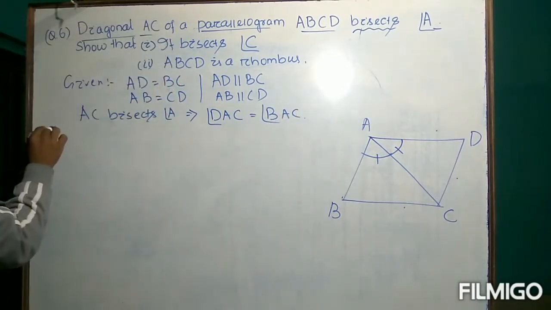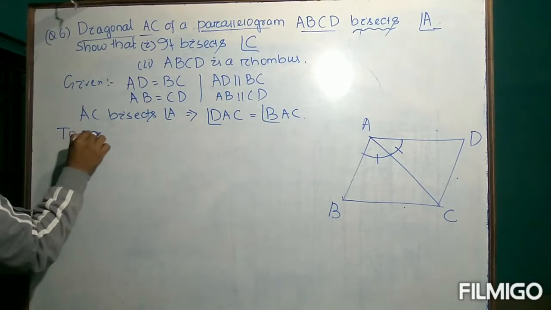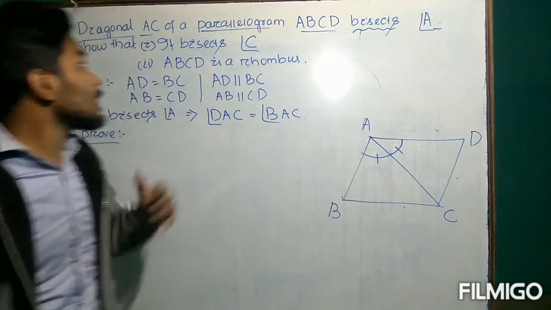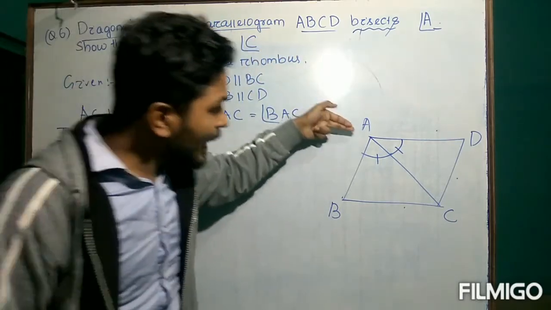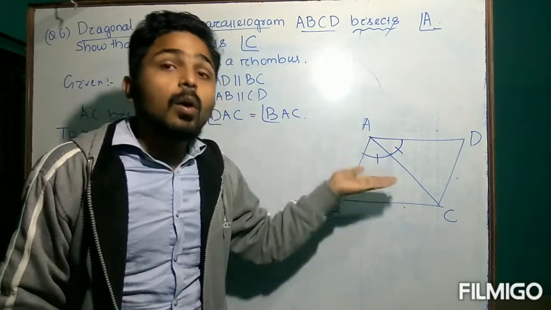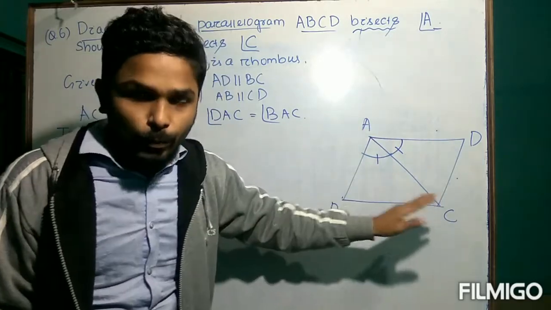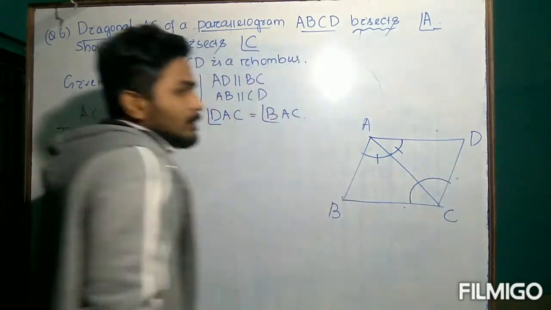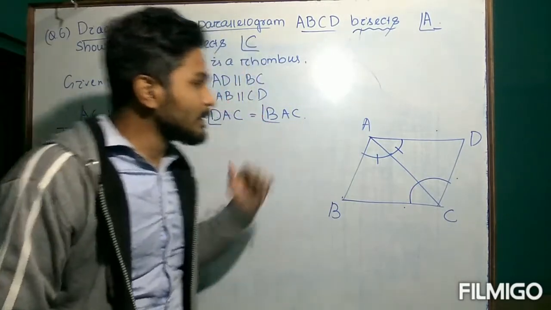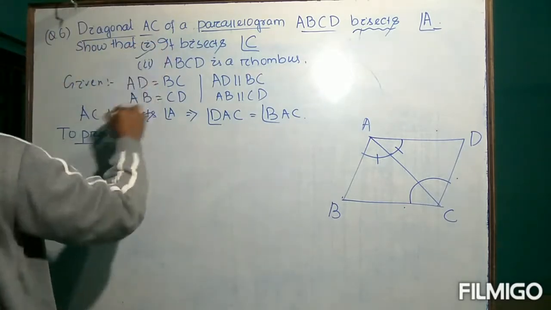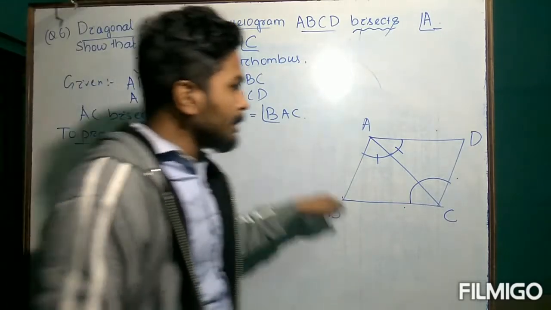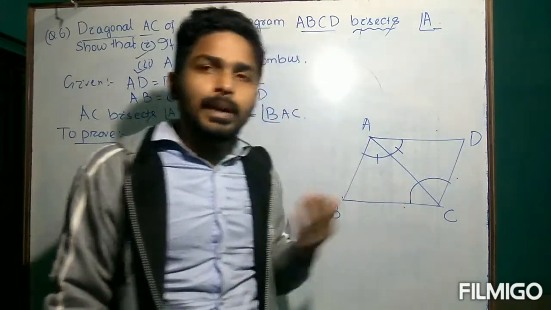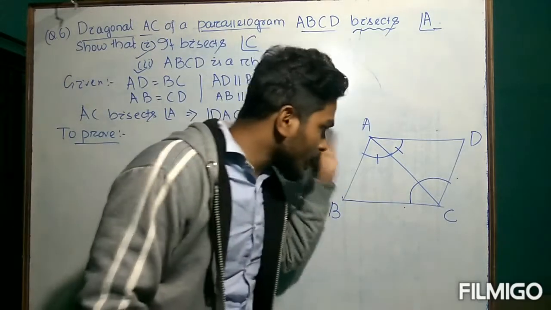Okay, then from the following data we have to prove two statements. The first statement is that it bisects angle C. It means the diagonal which bisects A also bisects C. We have to prove that AC is also the angle bisector of this angle. Right, we have to prove this. And the second statement is ABCD is a rhombus. Rhombus means if we can show that all the sides of this parallelogram are equal, then we can say yes, it is a rhombus.